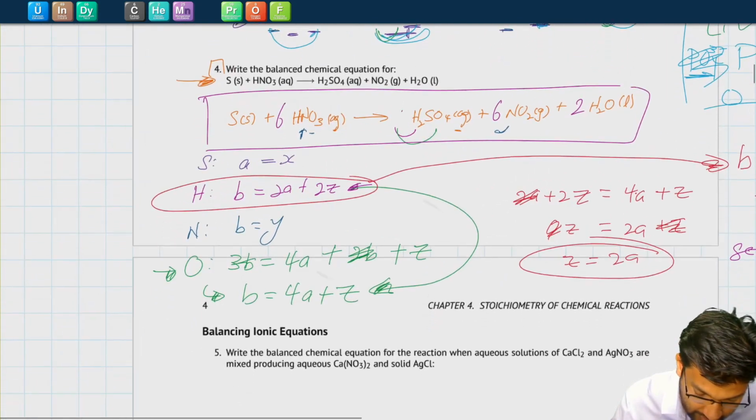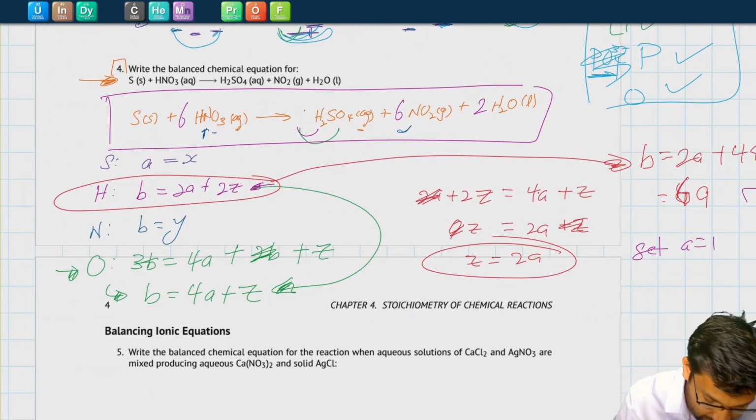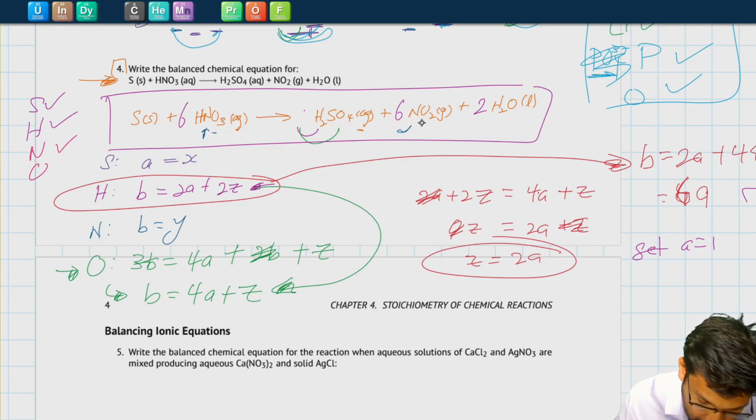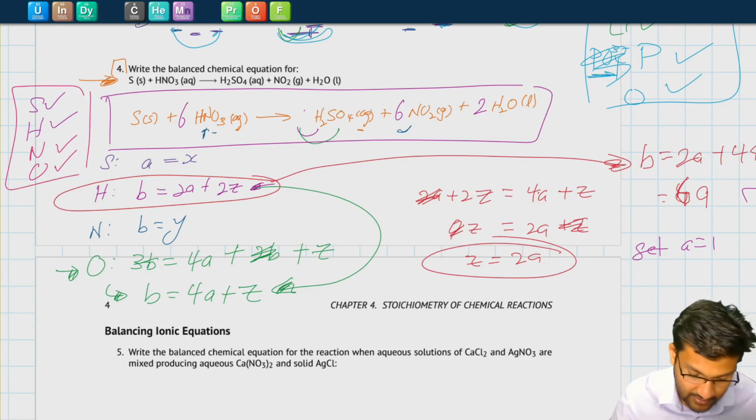Now, you might want to go ahead and verify that it is in fact balanced. Let's look at sulfur. There's 1 on the left-hand side, 1 on the right-hand side, so that's good. Hydrogen, there's 6 on the left, 2 plus 2 times 2 is 4, that's 6, that's correct. Let's look at nitrogen. There's 6 on the left, 6 on the right, so that's correct. Oxygen, there's 6 times 3, 18 on the left. On the right, 4 plus 6 times 2 is 12, so 12 and 4 is 16, plus 2, 18. That's all correct. So it's balanced.